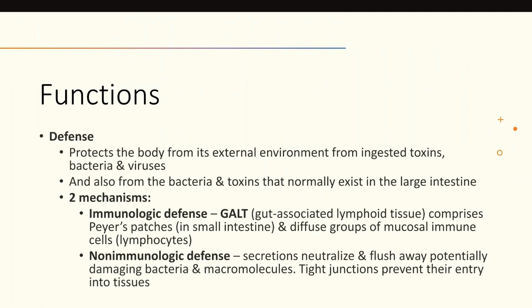Defense. Our GI system is open to the environment. If you eat bad food, it's going to get into our system and cause issues. So ingested toxins, bacteria, viruses. So we have 2 mechanisms. One is immunologic defense, which is called GALT, G-A-L-T, gut-associated lymphoid tissue. These have Peyer's patches. Those will pop up when we get to certain diseases later on. And some mucosal immune cells, our lymphocytes, are here as well.